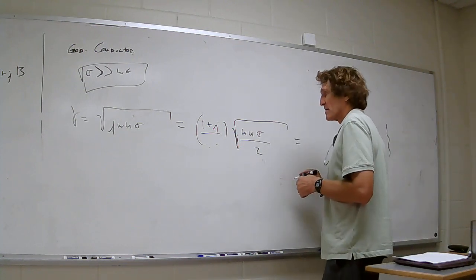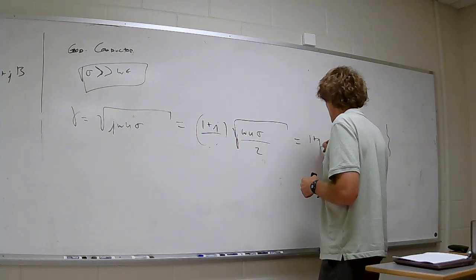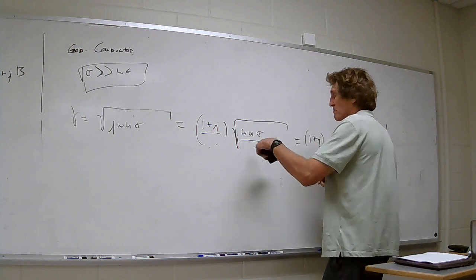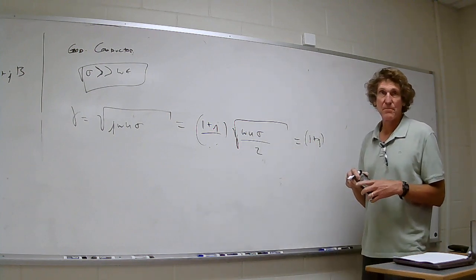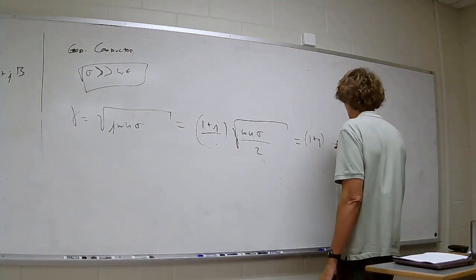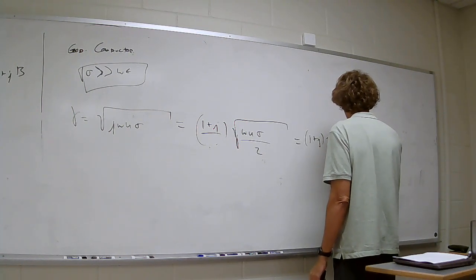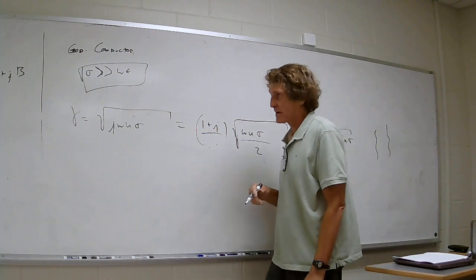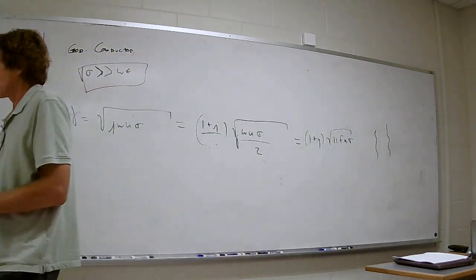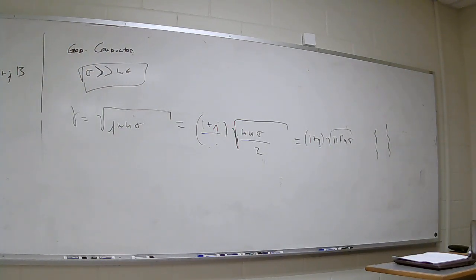All right, if that's the case, what happens here? I have 1 plus j. Well, what is omega in terms of f? 2 pi f. So it's times the square root of pi f mu sigma. Okay? Now this is interesting. I've got to erase this to show you.